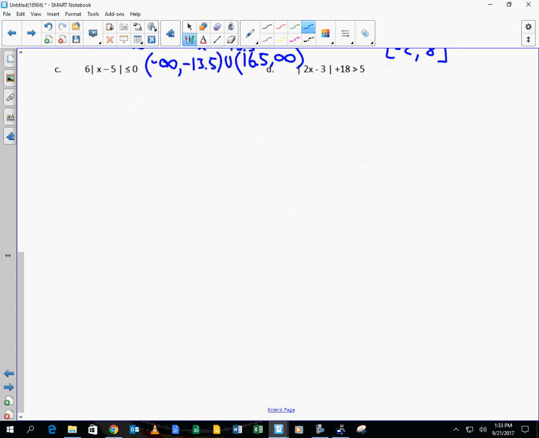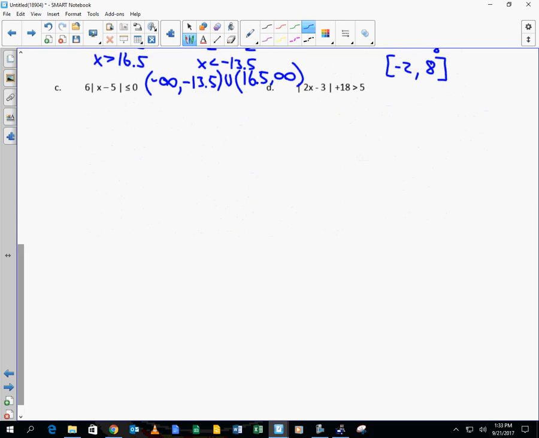What do you notice about C? Okay, great. Divide by the 6, but still we've got this interesting bug on the other side. Anytime you come up with a 0, there's going to be just one solution. I mean, it can't be less than 0, can it? No, but it could be equal to 0. So x minus 5 is equal to 0, and you get x equal to 5.